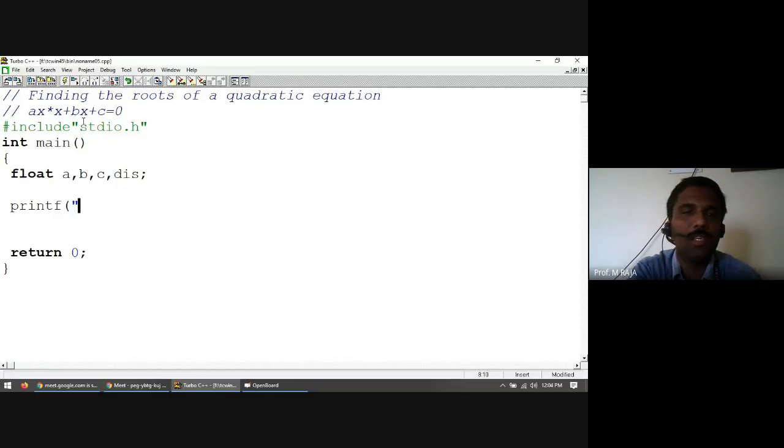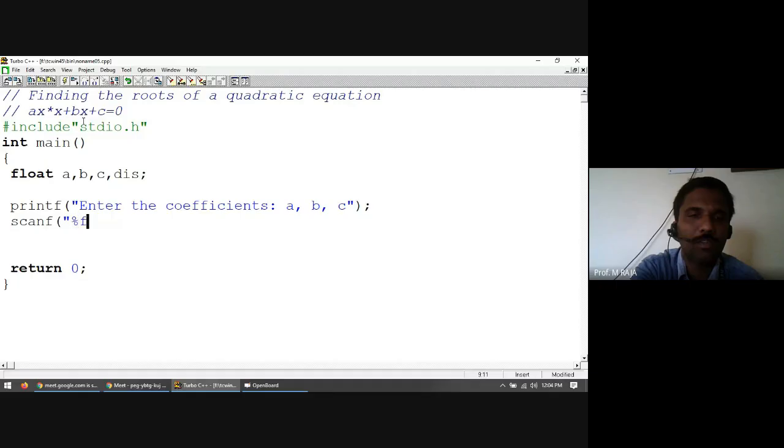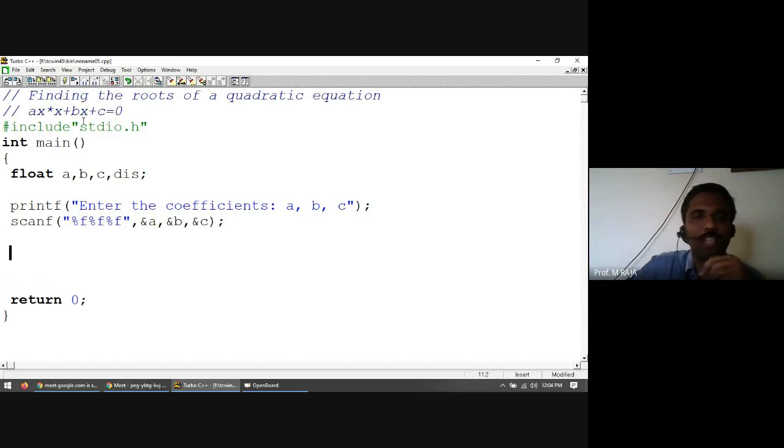Initially, input the coefficients a, b and c. Printf, please enter the coefficients a, b, c. Taking the inputs through the scanf statement: scanf percentage f percentage f percentage f, comma, ampersand a, ampersand b, ampersand c. Inputs are obtained through the variables a, b and c.